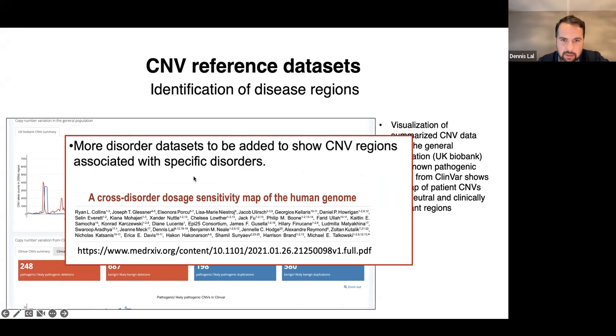For example, there's a paper where I played also a small role, where for 1 million people, including 280,000 people with a neurodevelopmental, psychiatric, or neurological disorder, the genome was scanned for regions where patients have more CNVs compared to people who don't have that particular disorder. And they looked at, I think, 40 different disorders, including, I think, 21 which are brain related.